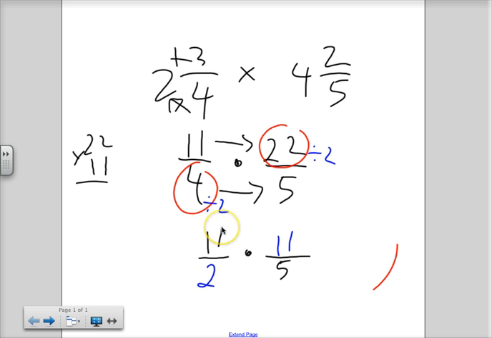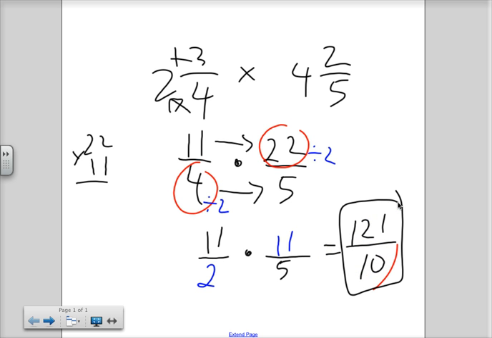Right? But do we all know what 11 times 11 is? 121. Exactly. At least it's a lot easier to multiply this time. So it's 11 times 11 is 121 over 10. And there you have it. So if you can simplify first, simplify before you actually multiply.